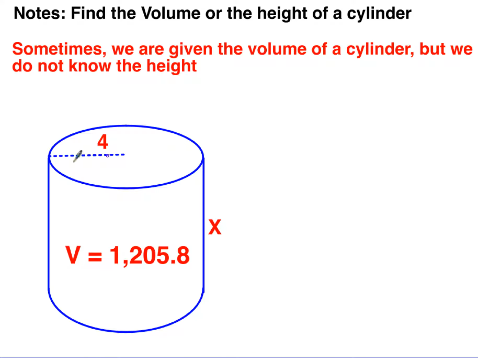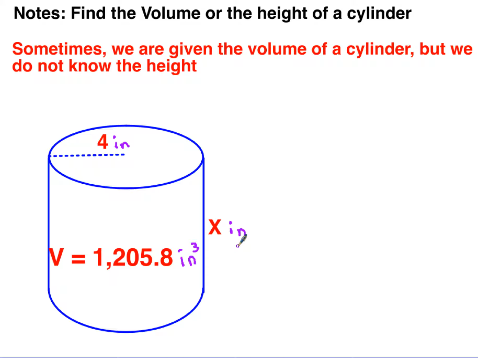For this particular cylinder, I've been given a volume of 1,205.8. Again, there's no unit of measurement here, so let me move this over and make this look a little better. Volume, and let's just say that this is cubic inches. So we're dealing with inches here.